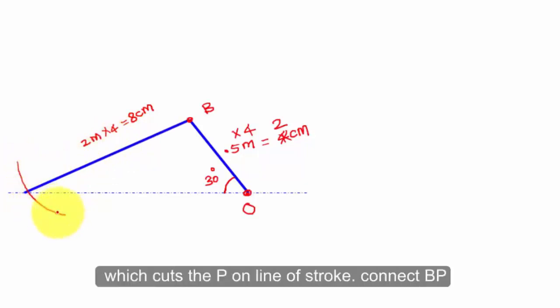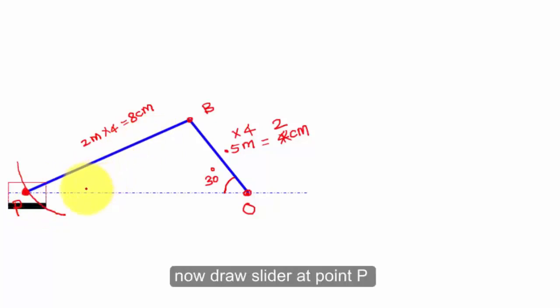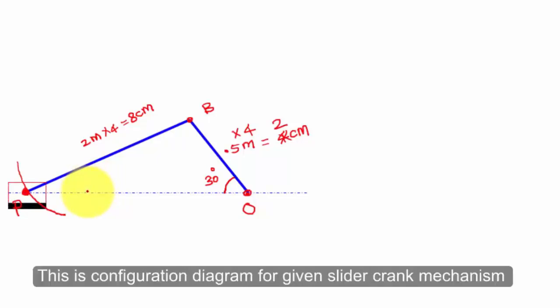Draw an arc of length 8 centimeter which cuts the point P on the line of stroke. Connect BP. Now draw the slider at point P. This is the configuration diagram for the given slider crank mechanism.